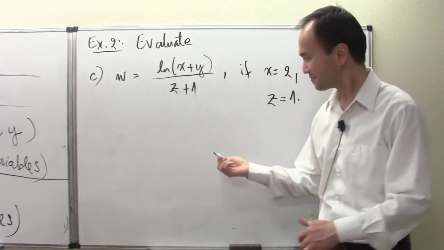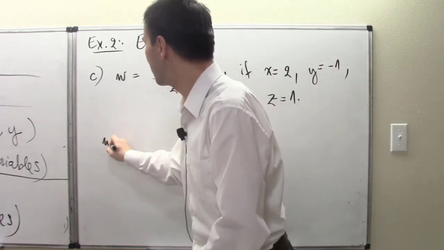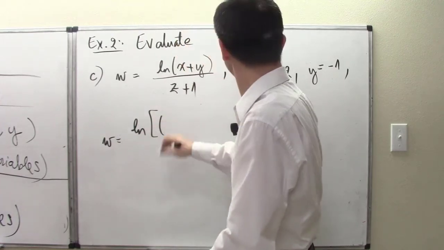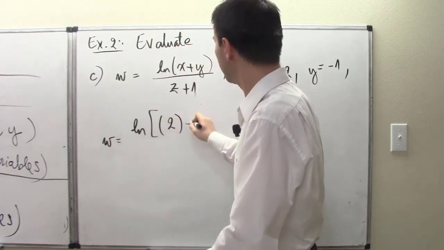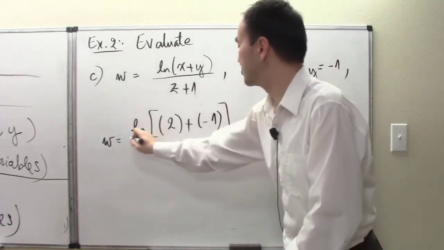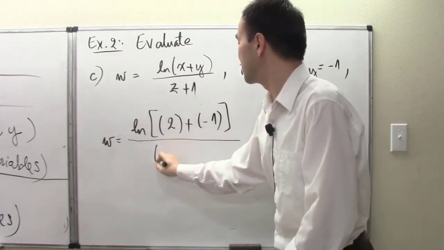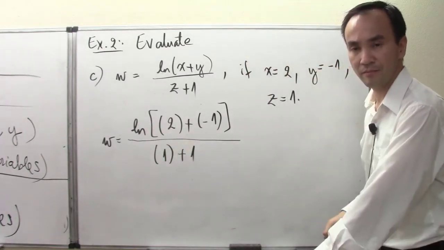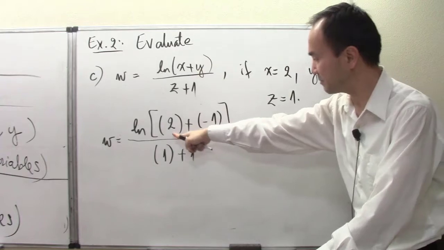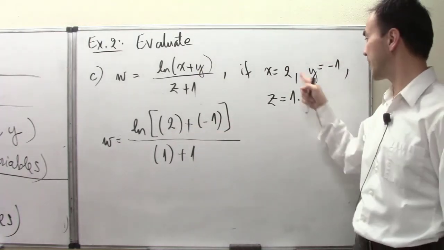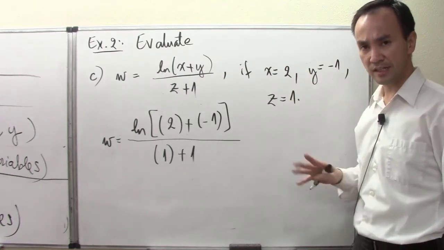Now w equals the natural log of, here x equals 2, plus y is -1, substituted for y, and then I'm dividing that by, in the denominator, 1 plus 1. That's the exact formula, but I substituted the numerical values that we were given for x, y, and z. That's all there is.